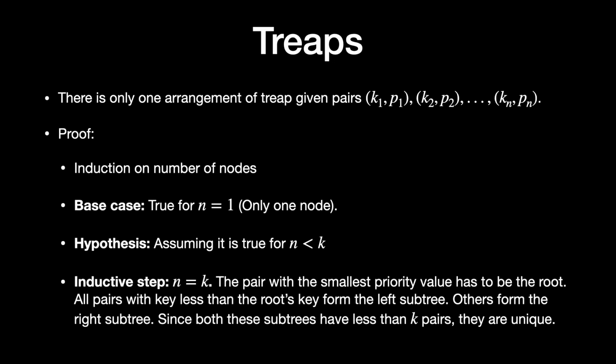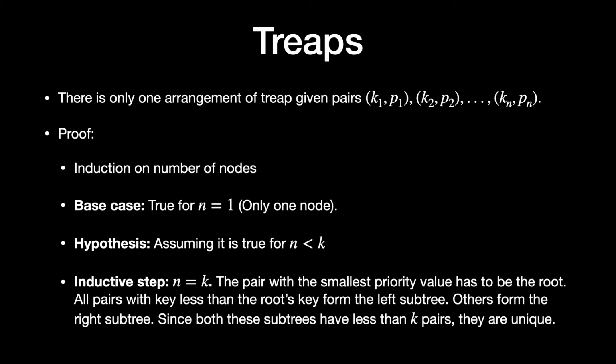For the inductive hypothesis, we assume that the statement is true for all values of n less than k, and for the inductive step, we prove it for n equals k. So, when n equals k, we select the pair with the lowest priority value as the root. This pair has to be the root because the heap order property needs to be satisfied. Thus, the root needs to have the least priority value. Now, all the nodes of the left subtree are nodes with a key value which is lower than the key value of the root, and all the nodes of the right subtree are those pairs which have a key value which is greater than the key value of the root.